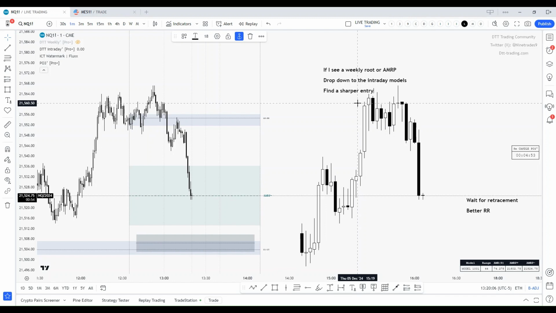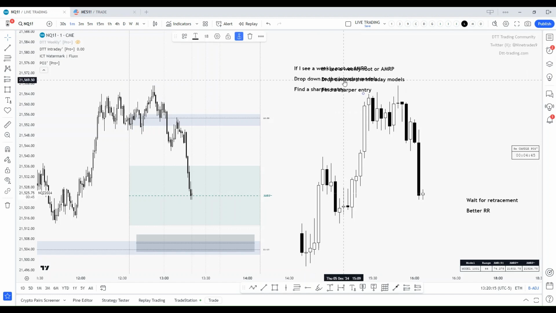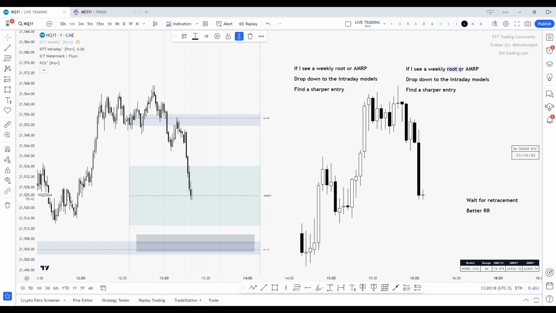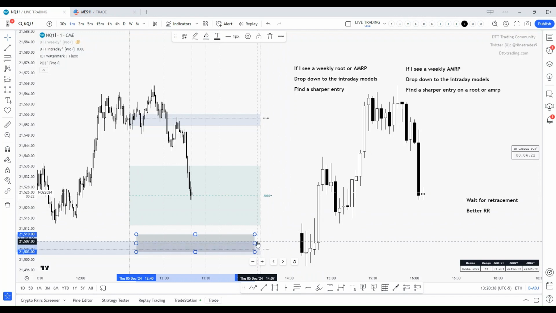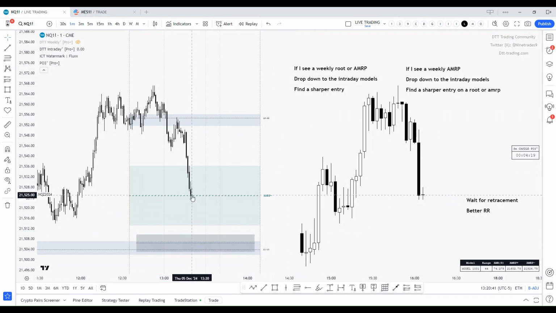You can do this for Asia, London, New York. So if you ever see me trade Asia, it's because I'm doing this exact thing right here. Same thing. If I see a weekly AMRP, drop down to the intraday models, find a sharper entry on a root or AMRP. And there's tons of examples of this. If you backtest, you'll see this happens quite often. Like we tap a weekly root candle or a weekly AMRP, you go to the lower time frame, it's doing the same exact thing. Your entry is just going to be insane. So that's what you should look out for.